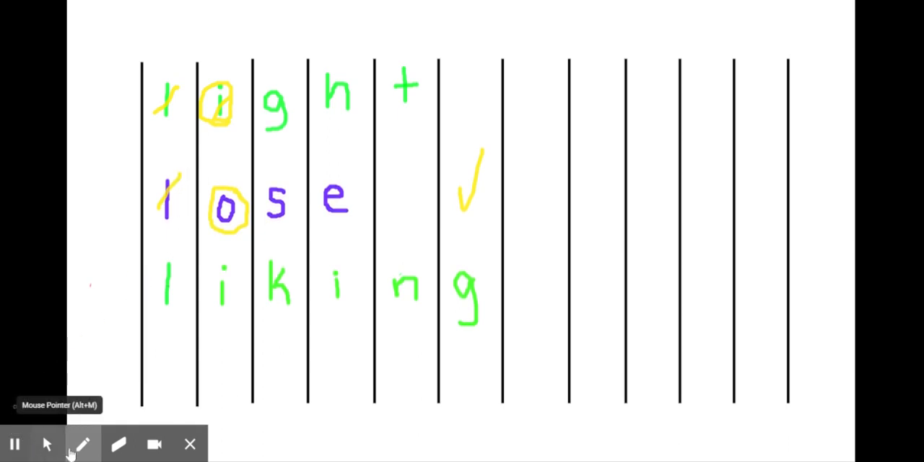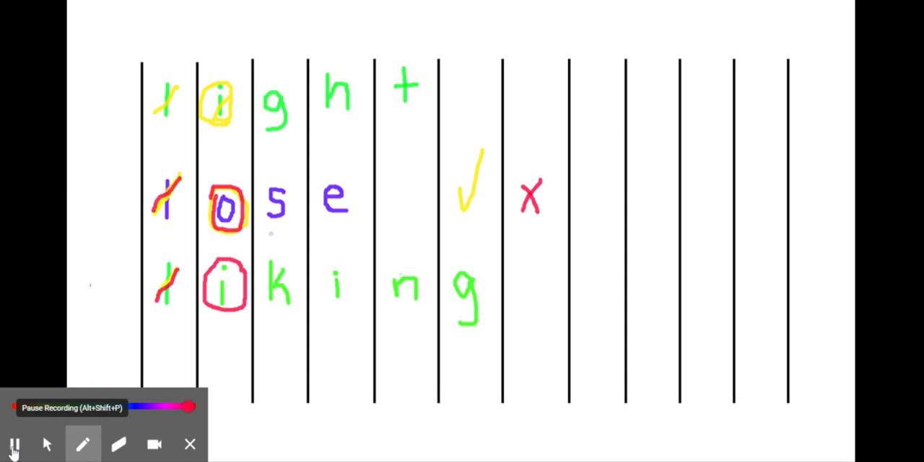Let's use a different color. L and L are the same. O and I are different. Now, we just found out that I comes before O, so O can't come before I now. So these are not in alphabetical order, and loose is not on the same page as light and liking.